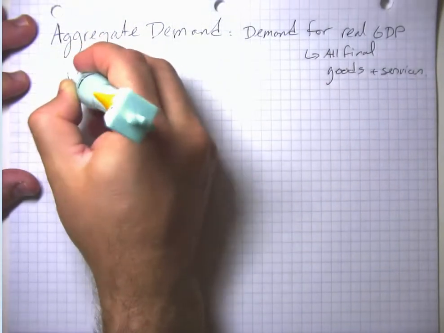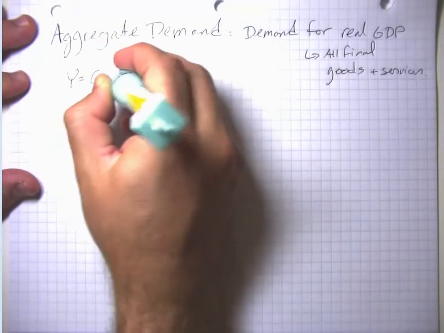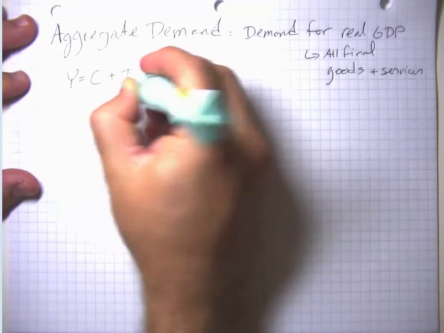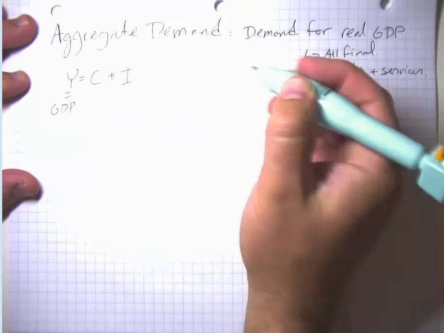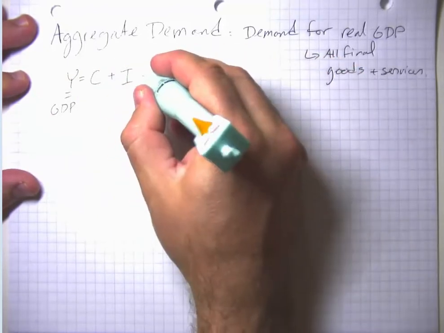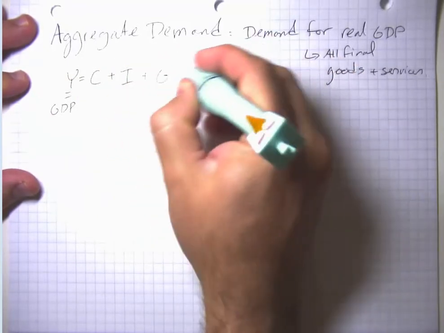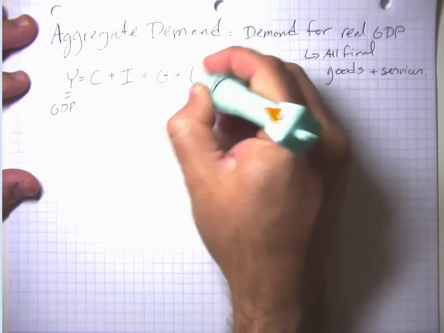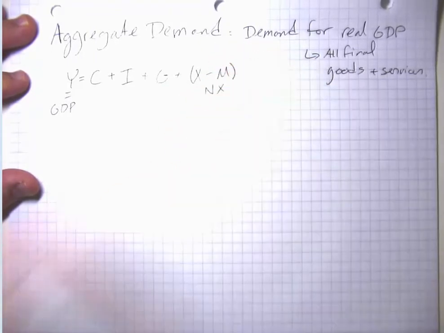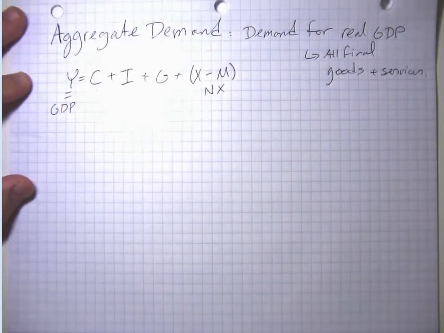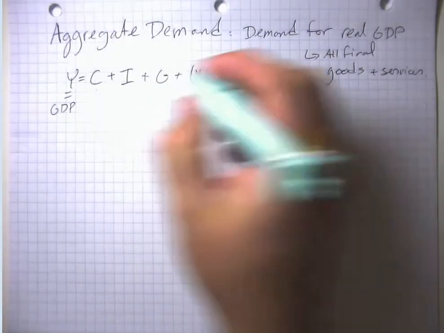And you should remember that we have this formula for calculating GDP, and that's that GDP, Y, equals consumption spending plus investment spending plus government spending plus exports minus imports. And we often write this parenthetical term here as NX for net exports.